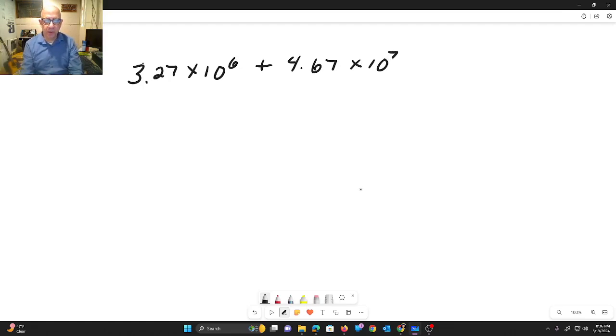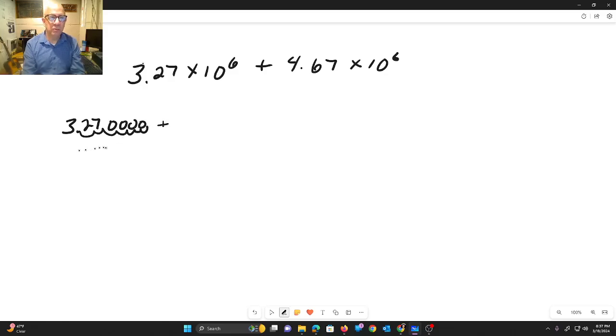Okay. Well, actually, let me make it a little easier. So 4.67 times 10 to the power of 6. Right? If I expanded these out, I would take the decimal and I would move it 6 spots: 1, 2, 3, 4, 5, 6. And then I would add that to 4.67 and move that 6 spots: 1, 2, 3, 4, 5, 6.